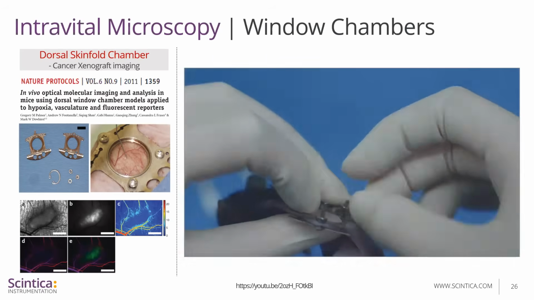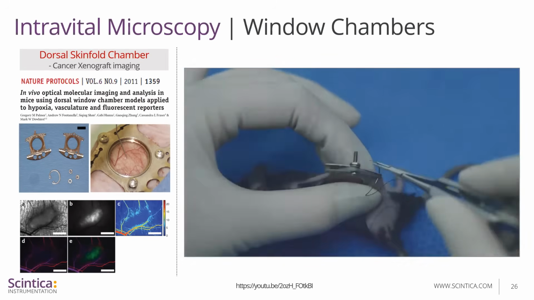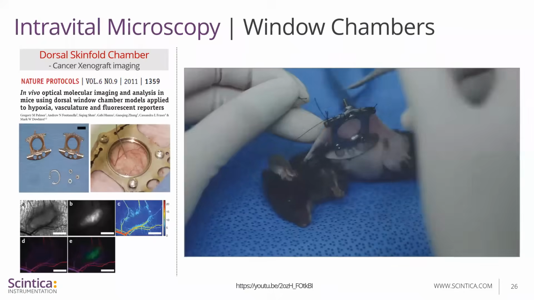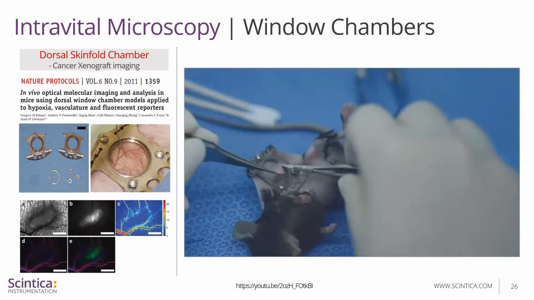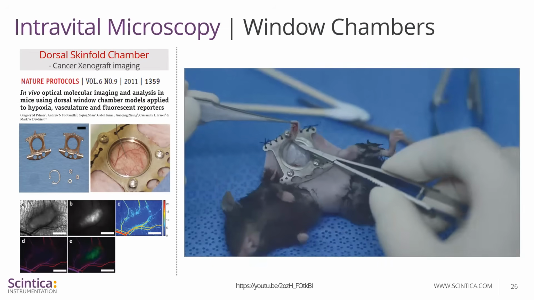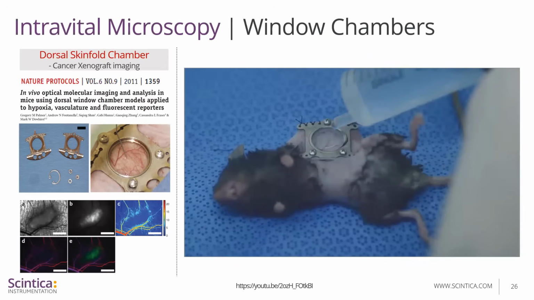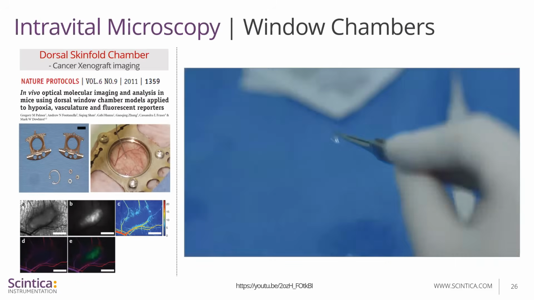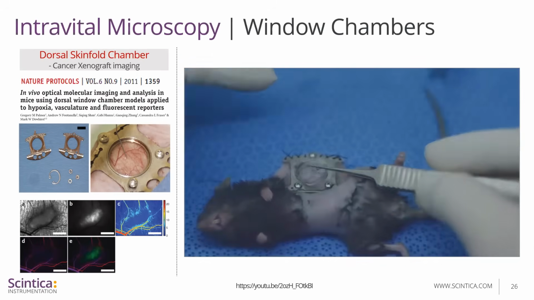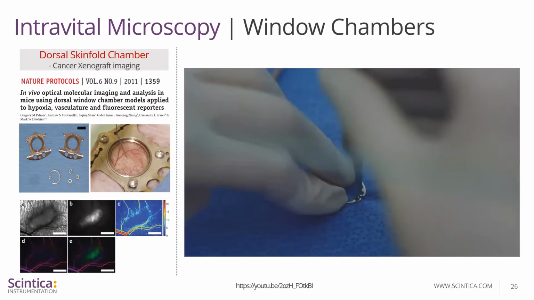This imaging window is made out of stainless steel, but you could also 3D print it with plastic material. Sutures are used to surgically implant it and keep it into place and close off the skin so that there's no infection coming in from the outside. Cancer cells can be injected locally and allowed to grow underneath the glass cover slip, which is held in place with a snap ring so it cannot detach over time.